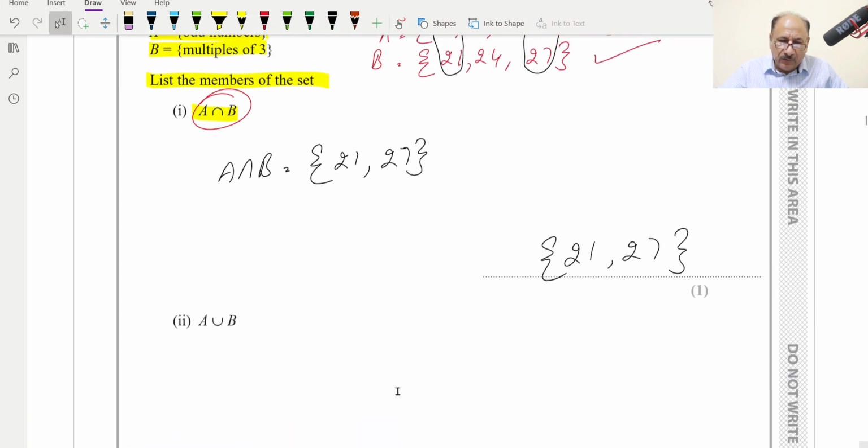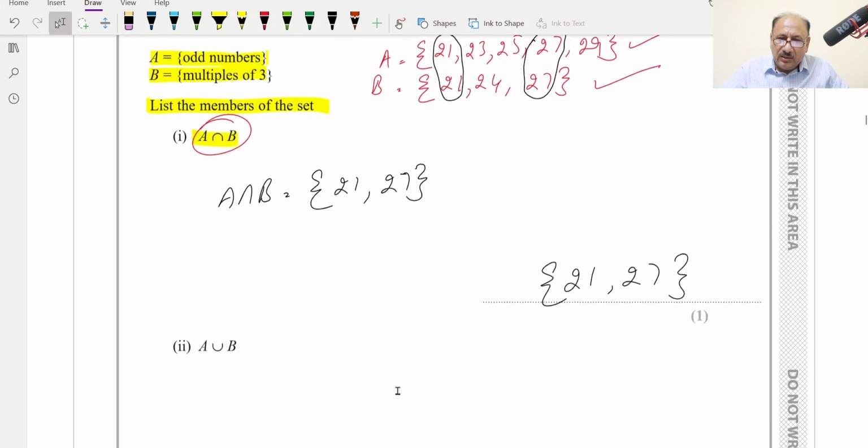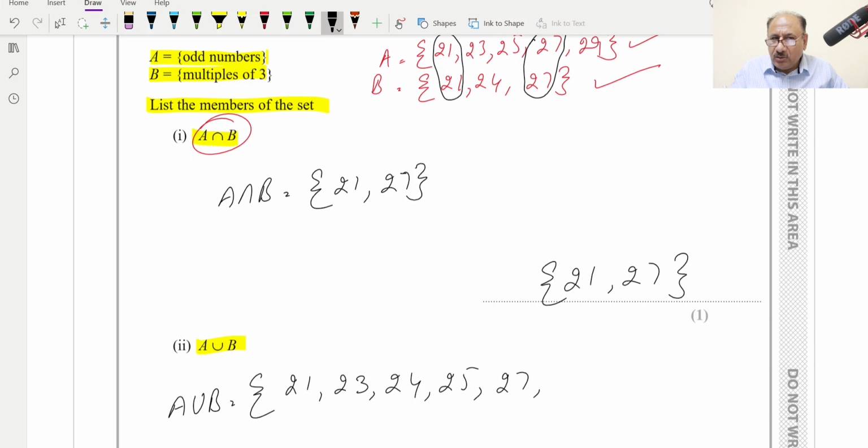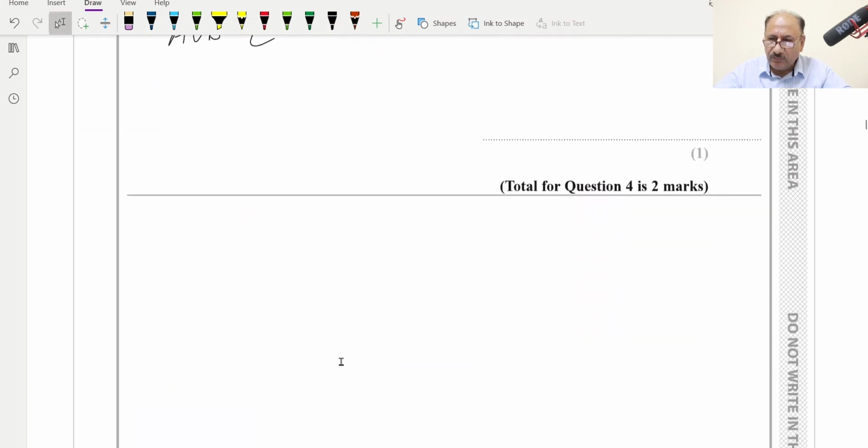Hopefully you understand this. Now A union B is writing all the members. A union B we have to provide. So A union B will be without repetition. We will be writing all the members in A or in B. So 21, then 23, then 24, 25, 27, 29 also. So these are all the members. 2, 4, 6 members are there in this one. This is also 1 mark question.